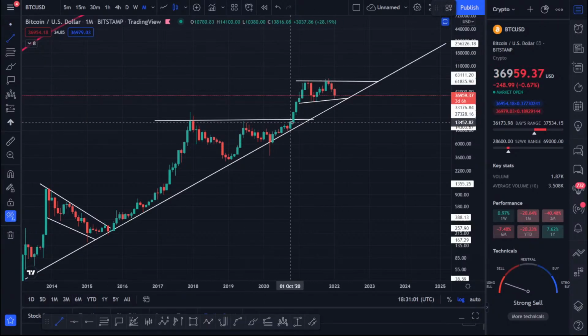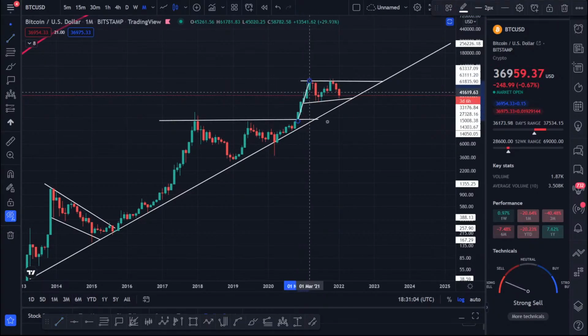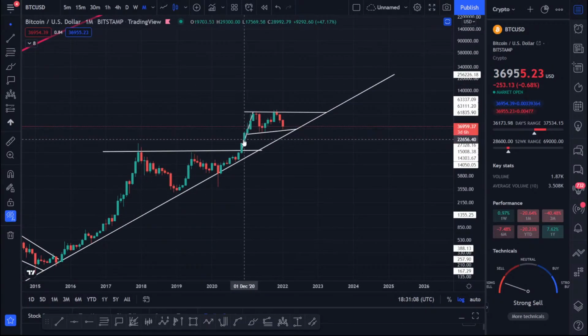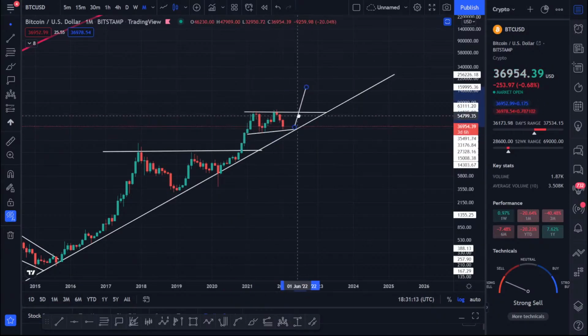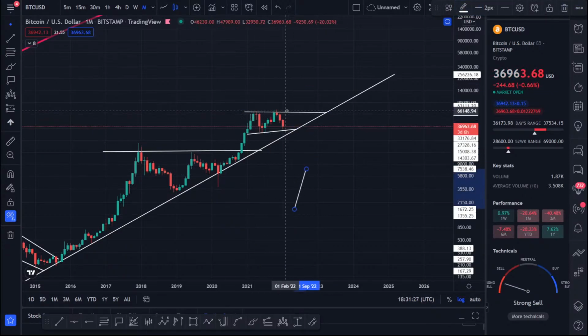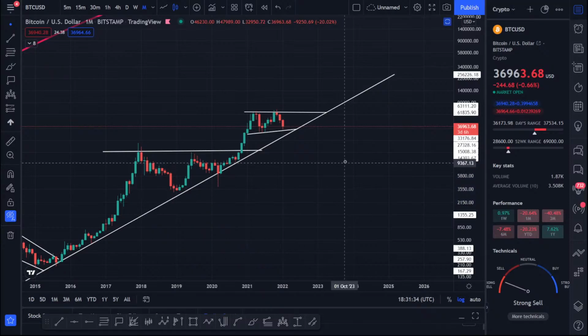Because I can show you one more thing. Let's say this is the flag, and this is the pole. That's the flag, and then you can see Bitcoin, if it breaks out, you can just judge this move by placing the flag over here. It's $150,000. If it breaks this and closes a monthly candle above this, that's your indication. We are going towards 150,000, and you will see Bitcoin all over the news.